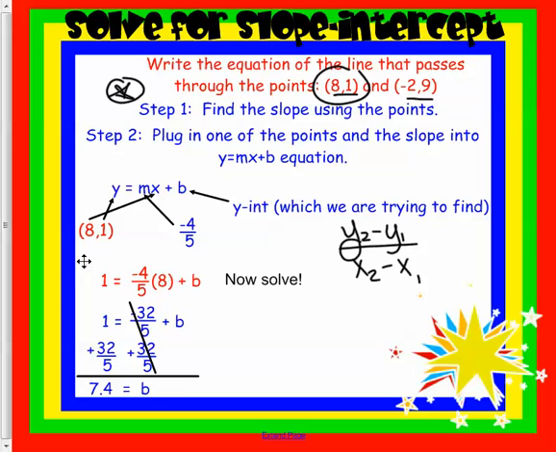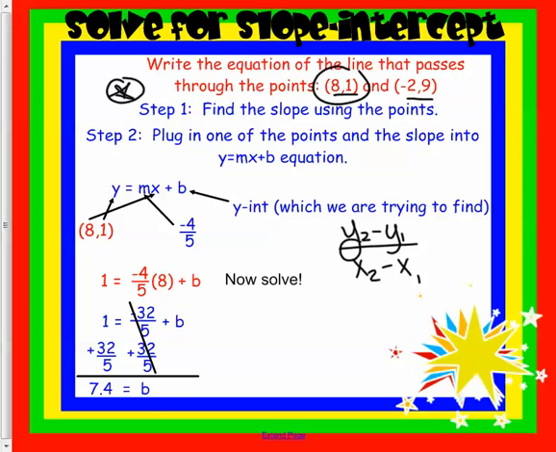Now I pick a point, and it doesn't matter which one, it'll work for both. I pick a point and I plug in my 8 for my x, which goes here, and my y as 1, which goes here. And I simplify. 8 times a negative 4/5 is a negative 32/5. So I have 1 equals negative 32/5 plus b. And I'm adding it to both sides, and when I do so, I'm left with my b as my variable. This is a one-step equation after you simplify.